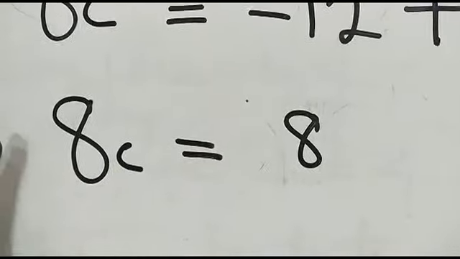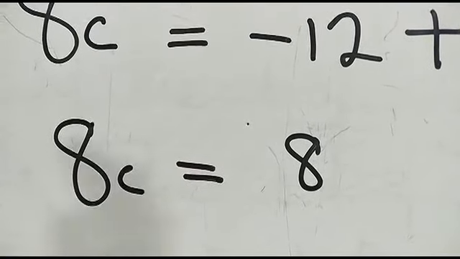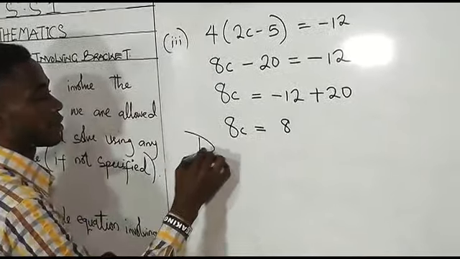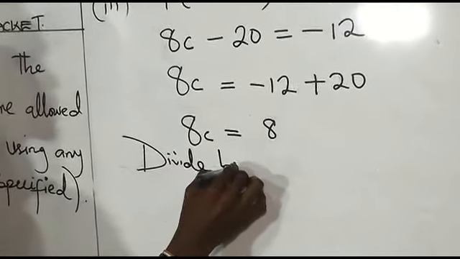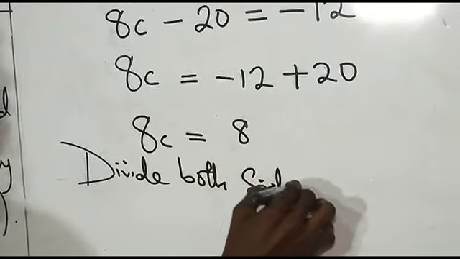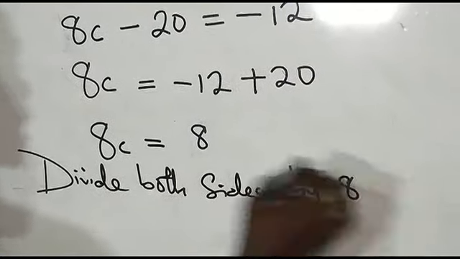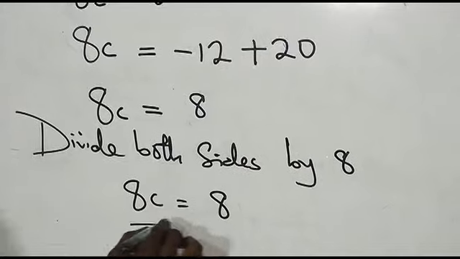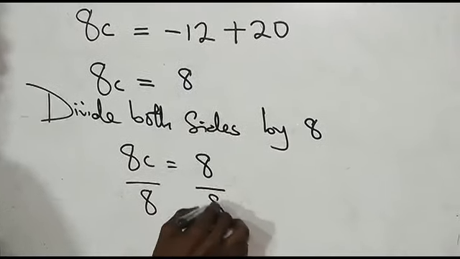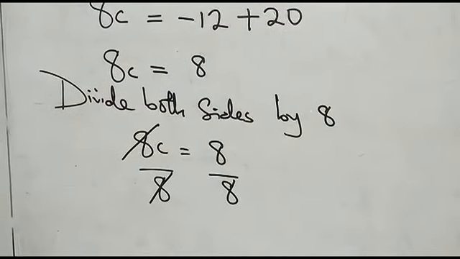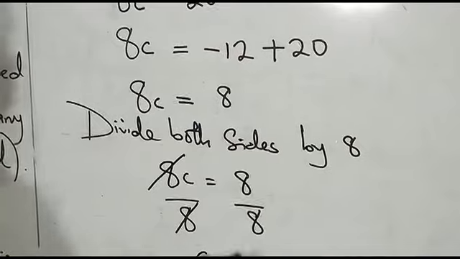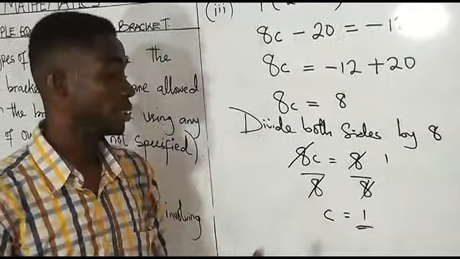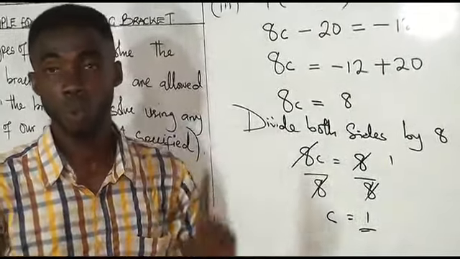Next is to obtain the critical value of c. And we do that by dividing both sides of the equation by the coefficient of c, which is 8. So 8c is equal to 8. Dividing both sides by 8, this 8 cancels this 8. We are left with c, which is equal to 8 into 8 gives us 1. So therefore, the critical value of c is equal to 1.